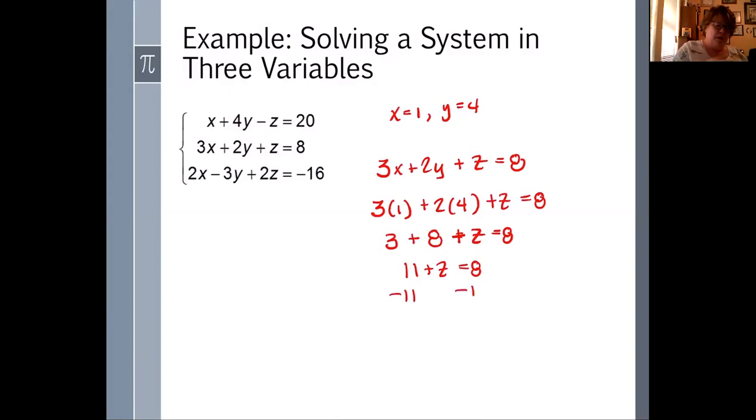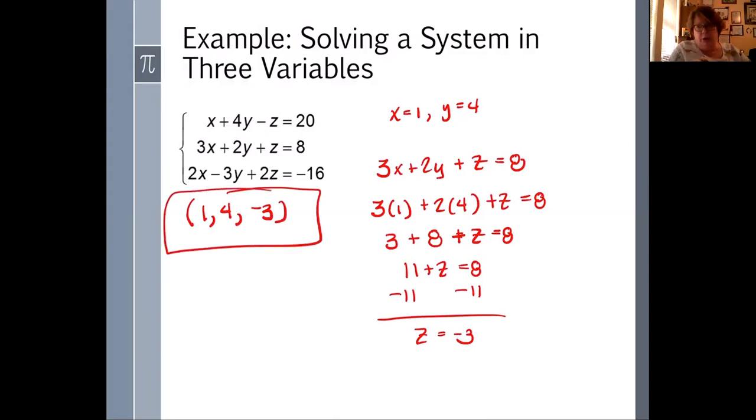Subtract 11 from both sides, and we get z equals 8 minus 11, which is -3. So the solution to this system of equations is the ordered triple: x is 1, y is 4, z is -3. 1, 4, -3. And I really should check this solution to make sure it works. Replace the x, y, and z in each of the equations with 1, 4, and -3, and make sure that it satisfies each of these three equations.